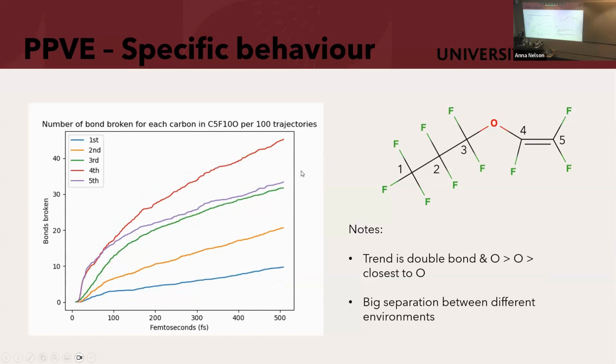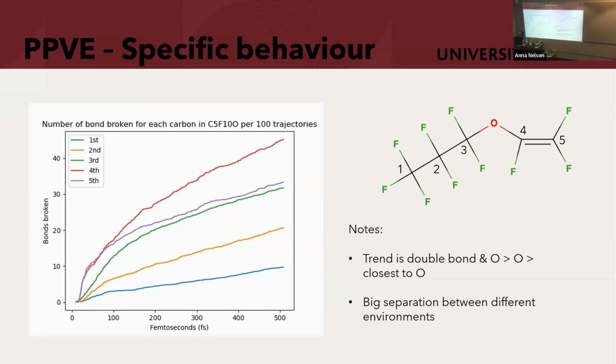Then there's a large jump downwards, where the next highest ones are the fifth carbon that experiences the double bond, and the third carbon next to the oxygen. And then there's another jump down, where you essentially find that the carbons that aren't next to a functional group sort of decrease in bond breaking, the further away they are from a functional group that we're interested in.